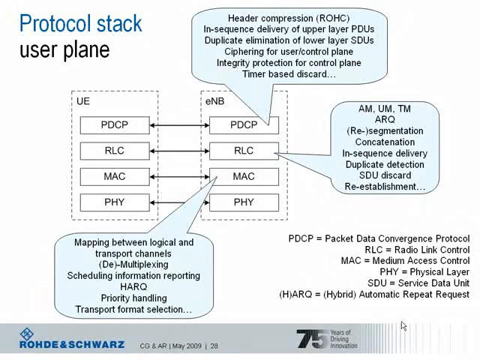This picture shows the protocol stack of the user plane over the air interface between the UE and the base station side. Actually, the names of the protocols you may already know from wideband CDMA. So we have physical layer, medium access control, MAC, radio link control, RLC, and packet data convergence protocol, PDCP. But the functional split is slightly different compared to wideband CDMA. The MAC is responsible for mapping between the logical and the transport channels, where the logical channels are defined between MAC and RLC, and the transport channels are defined between MAC and physical layer.